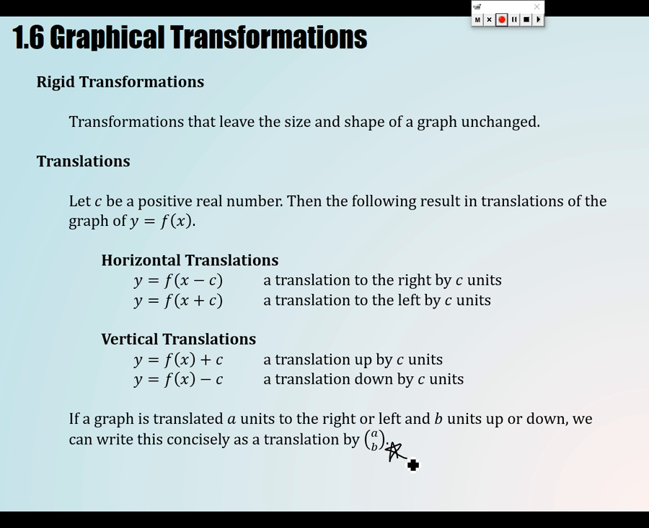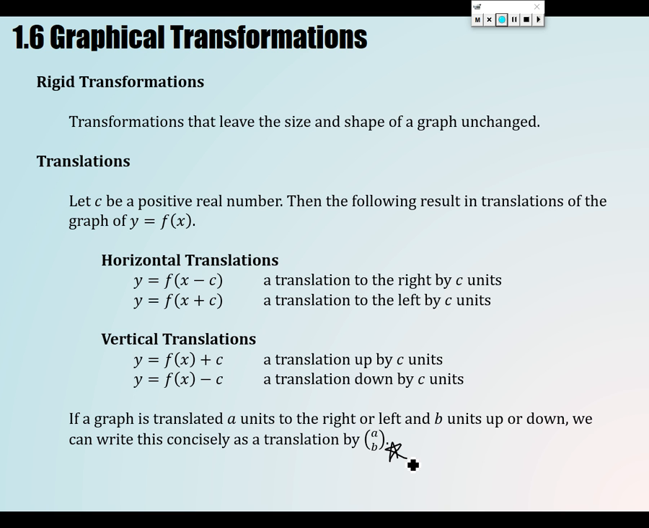We write this concisely as this little column of two numbers, A, B. And the only reason I introduced that, even though it kind of muddies the water, is because it's like a notation IB would use.